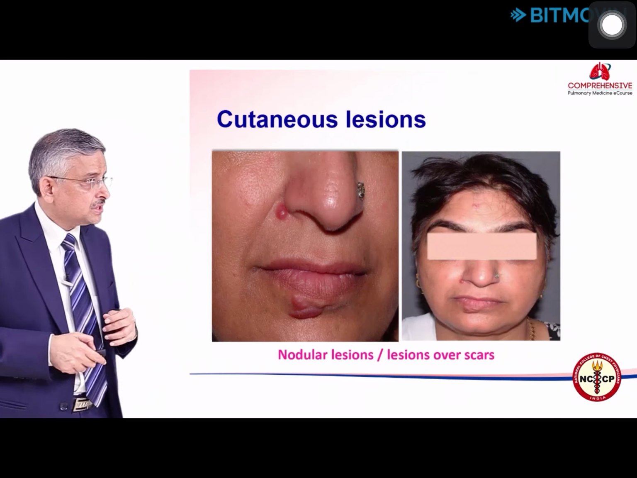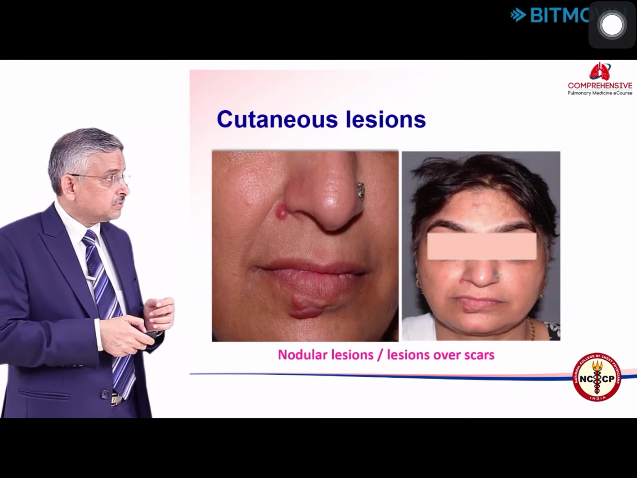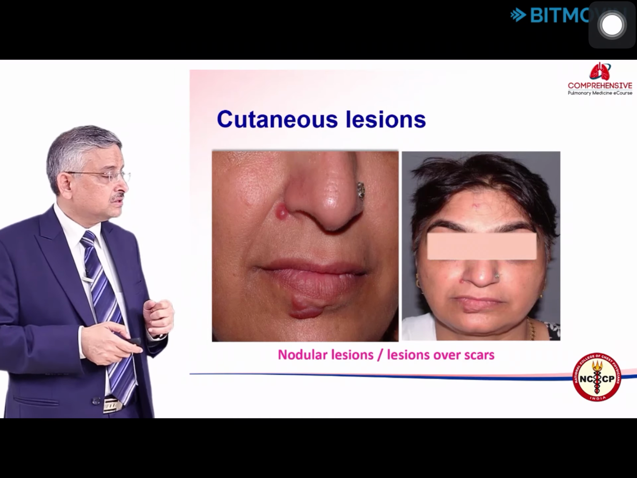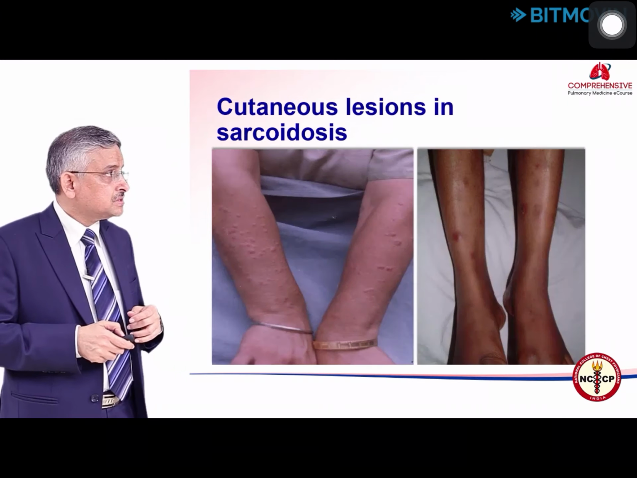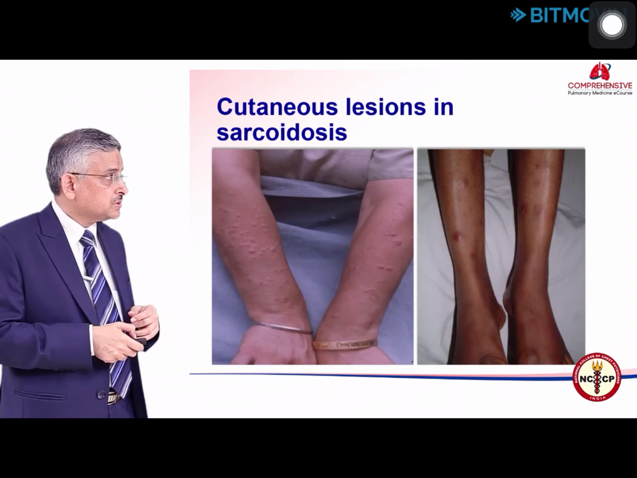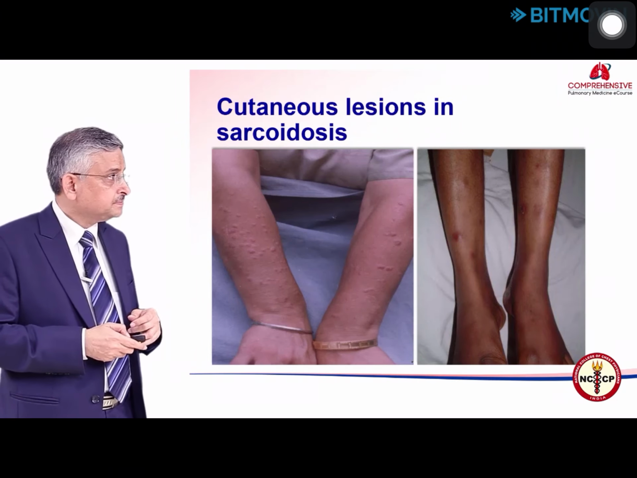These are nodular lesions, and as you can see, this is a lady who had one of the lesions over an old scar that she had, and this is basically seen in patients with sarcoid. This is another patient who has sarcoid, and you can see these classical cutaneous lesions which are present both in the hands and the leg.